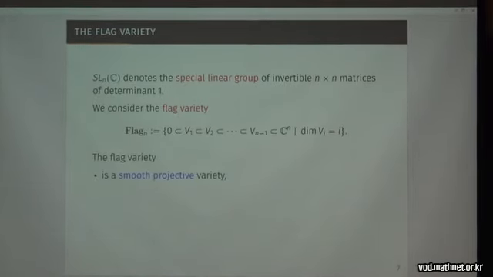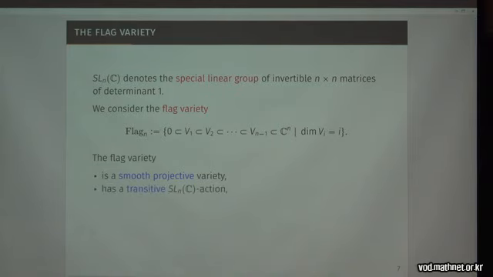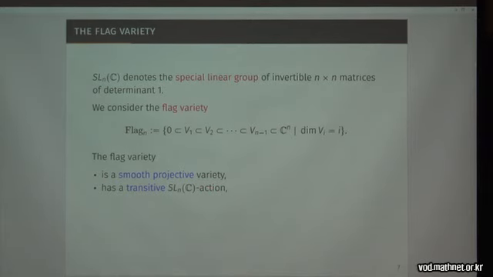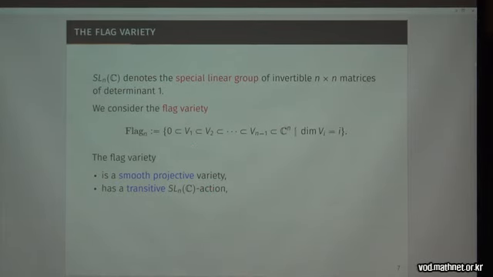So this flag variety is a smooth projective variety. It's projective because it's a closed subvariety inside a product of Grassmannians, and these Grassmannians are in turn projective. It has a transitive SLN action. So given two bases of a vector space, I can move one to another by an element of SLN, up to perhaps a scalar.